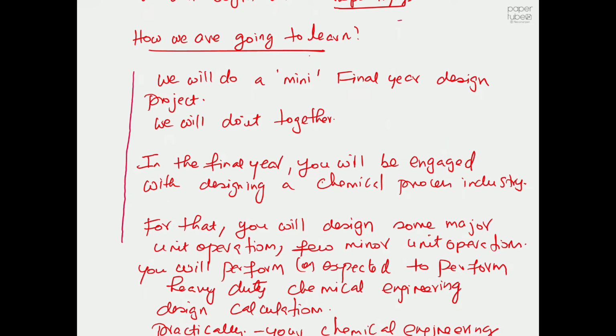So what we will do is a mini final year design project. In fact, we can remove that word mini. It's almost equivalent to your final year design project, but we are going to do it in Aspen HYSYS. Obviously, your final design project you have to do manually. You have to show the calculations, how it's done, and the assumptions and the rationale behind all the assumptions you make. But for the moment, we will do almost a final year design project using Aspen HYSYS, and obviously we are going to do it together. That's why we will have a lot of tutorial sessions for this particular module.